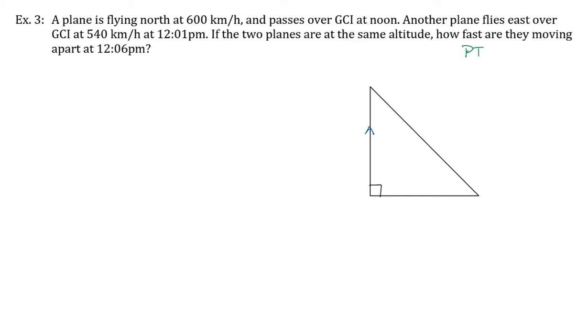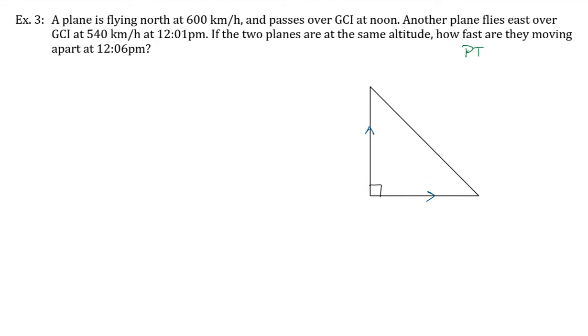Another plane flies east over GCI. So this one's going this direction. Now, if you mess up your east and your west, nobody messes up north and south, right? That's easy, up and down. But people do get east and west backwards. I don't care if your diagram looks wrong, as long as you get the right answer. So you just have to be careful about which direction you're going, I suppose, to make sure that you have your arrow pointing in the correct way. I hope that makes sense.